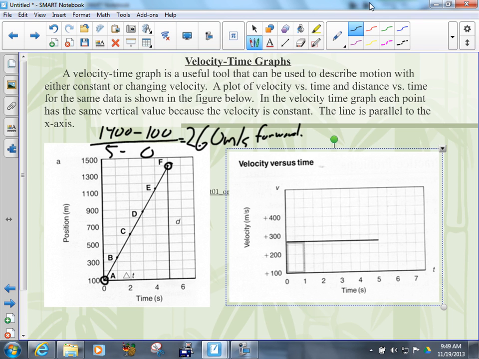That's the velocity time graph of this motion. What is it showing? It's showing the same thing. It's showing that the object's velocity is not changing. It is showing the object is traveling at a constant velocity of 260 meters per second the entire 5 seconds. Exactly the same thing this graph is showing.